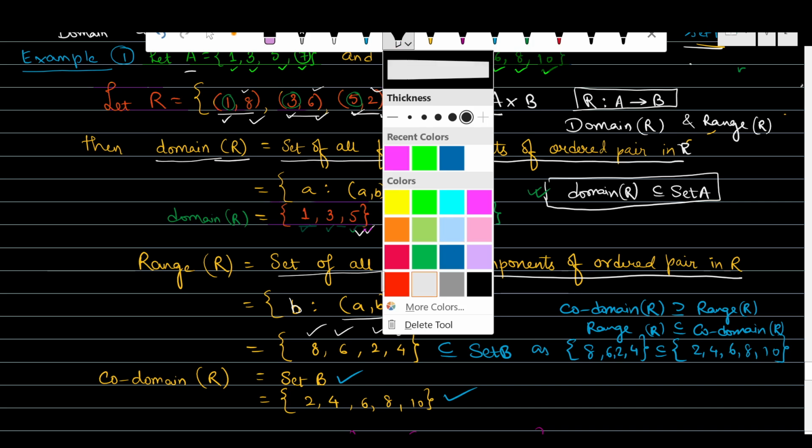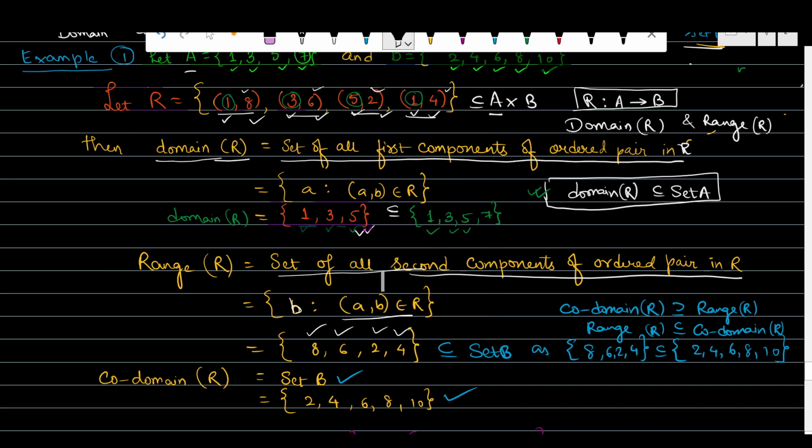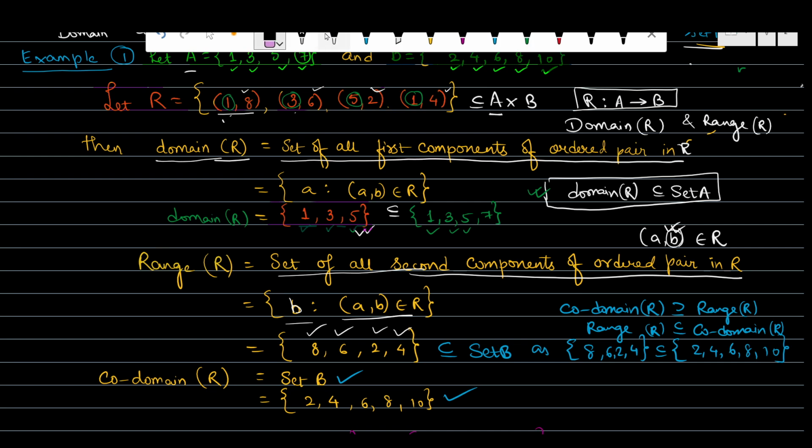Similarly, what is range of R? Now, range of R is the set of all second components of the ordered pairs. It means if (a, b) belongs to R, then the collection of all those b in set B. So here all these second components are 8, 6, 2 and 4.